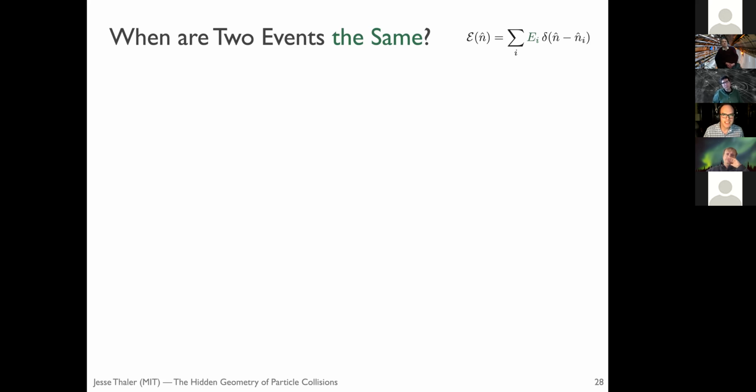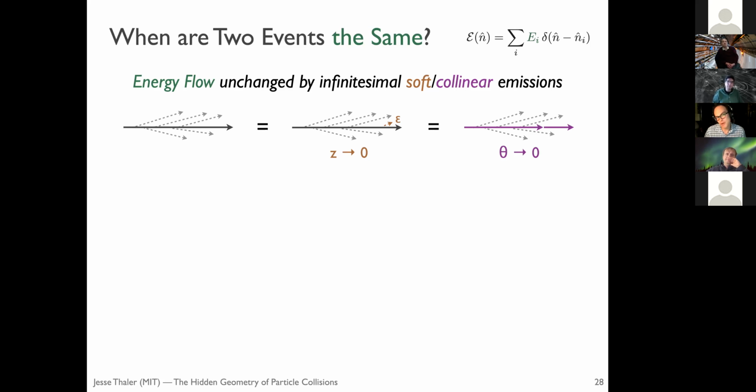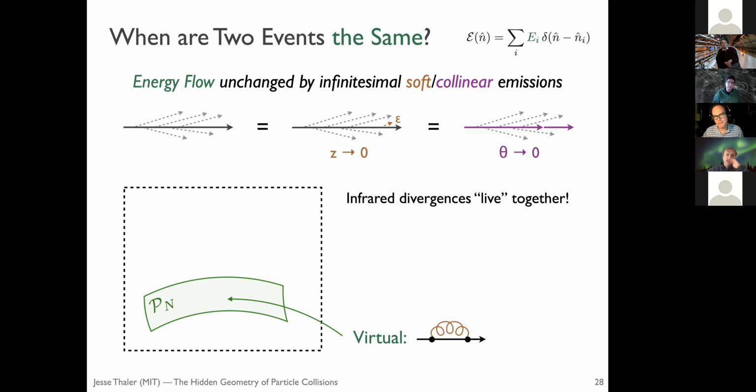Said in the language of QCD, events are the same, or energy flows are the same, if they're unchanged by infinitesimal soft and collinear emissions. So when I have a zero energy emission, or an exact collinear splitting, those two events are exactly the same. And what that means is that infrared divergences live together in this space.